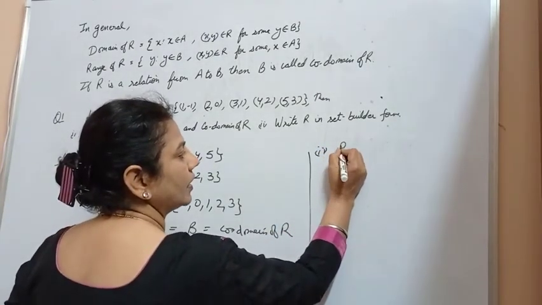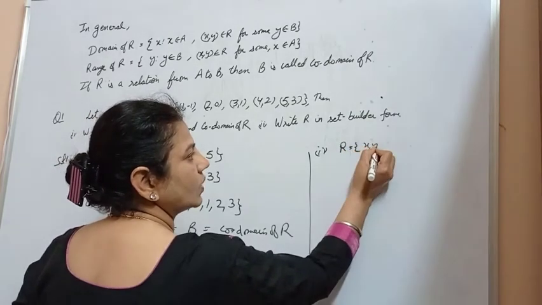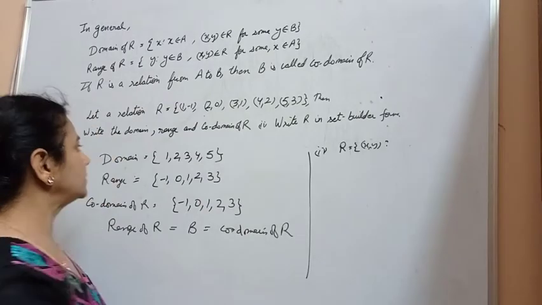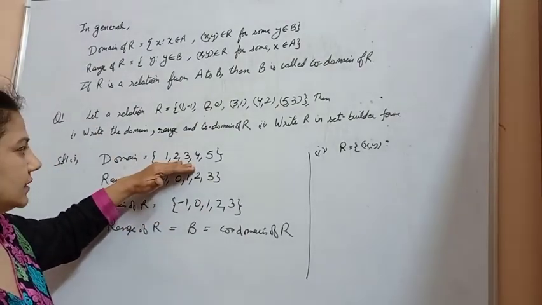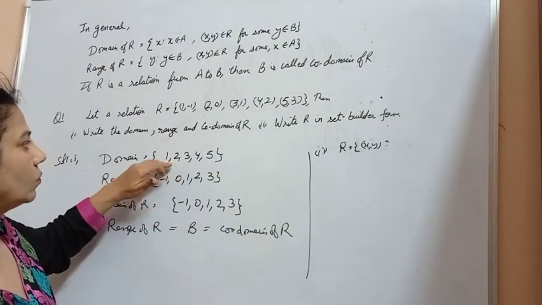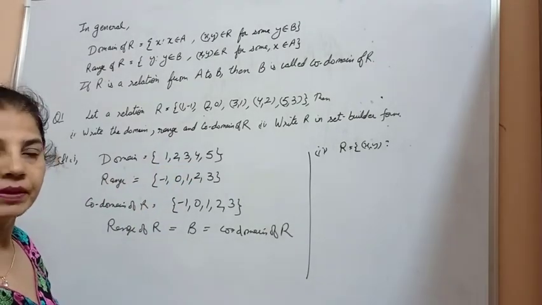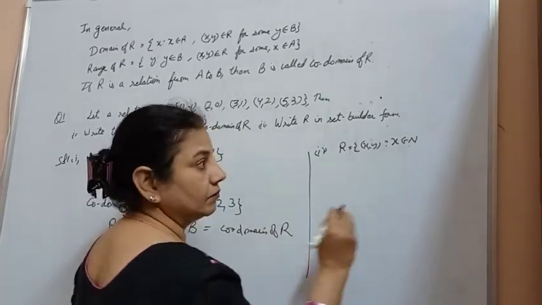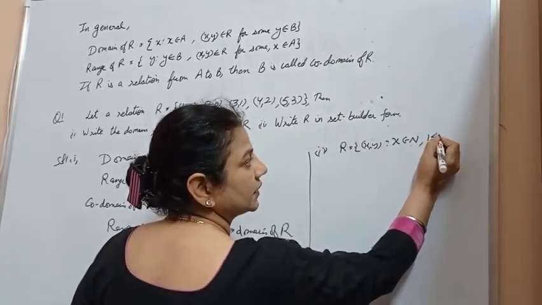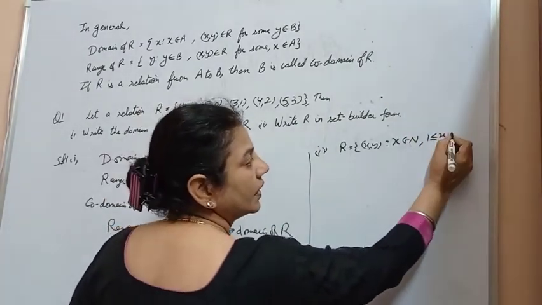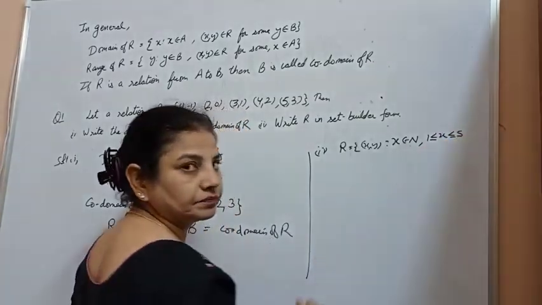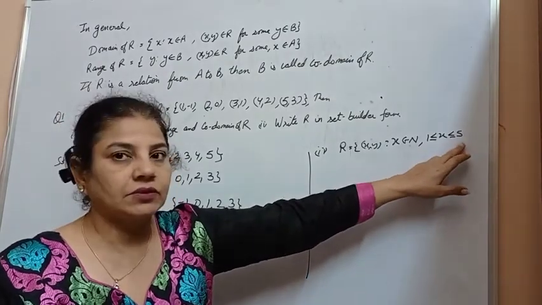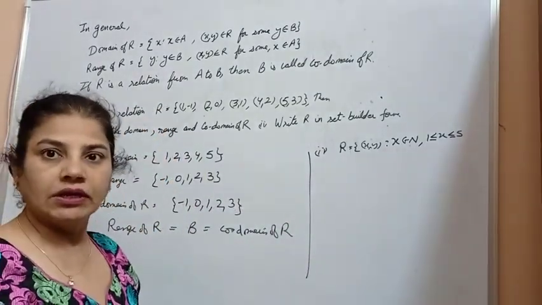Now second, write the relation R in set builder form. Set builder form R is (x, y) such that, if I observe this is my x, it has 1, 2, 3, 4, 5. So that means x belongs to the natural numbers such that x is greater than or equal to 1 and less than or equal to 5, because 1 and 5 are both included.